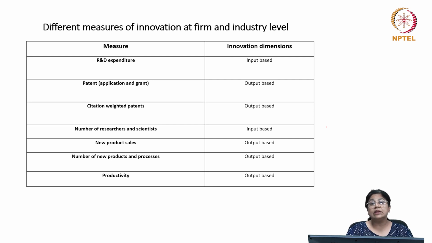As a result, there is a need to check the quality of the patent. In order to check the quality of the patent, citation weighted patents are used. Once again, citation weighted patents are also an output based measure of innovation.